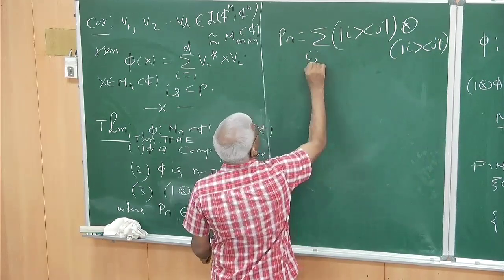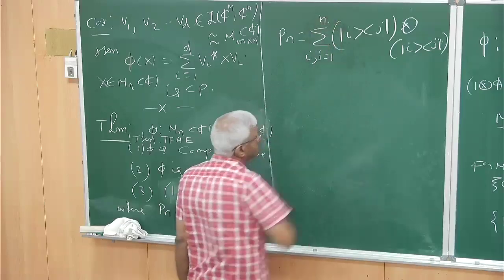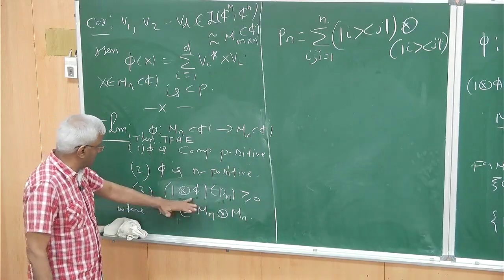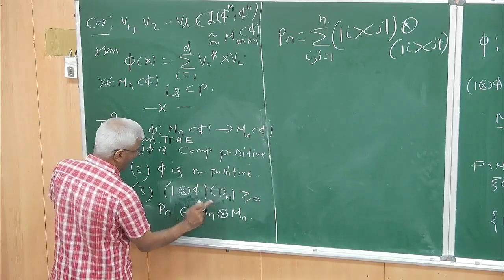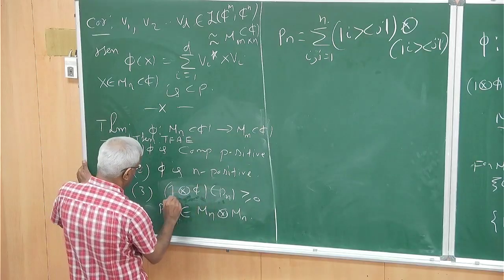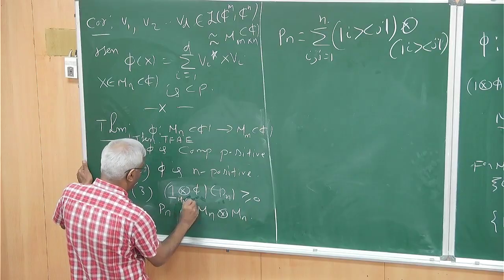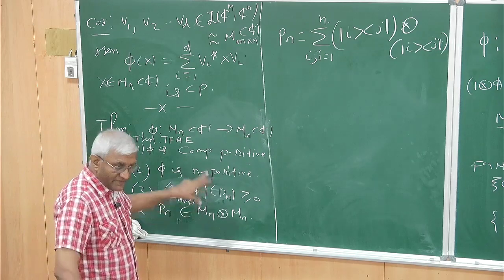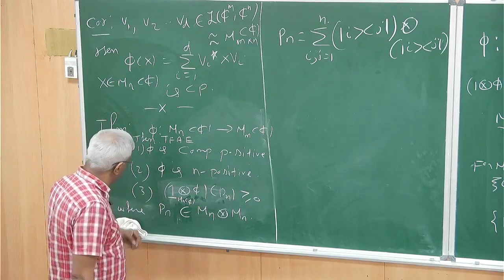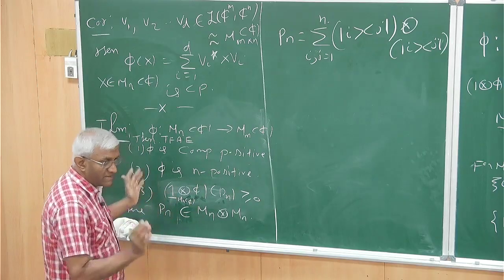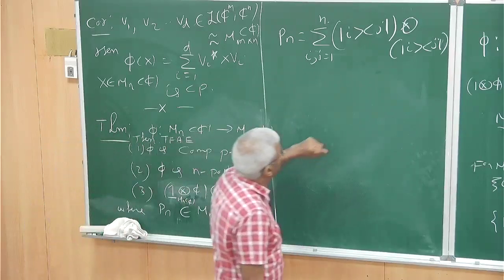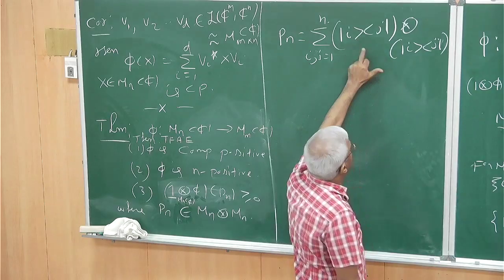i, j equal to 1 to n. So this is one tensor phi acting on M_n tensor M_n, where the identity is on M_n(C). So this is a map acting on M_n tensor M_n, which are n cross n matrices with the entries being n cross n matrices. So you have to specify the ij-th entry of the n cross n matrices, and that is how it looks.